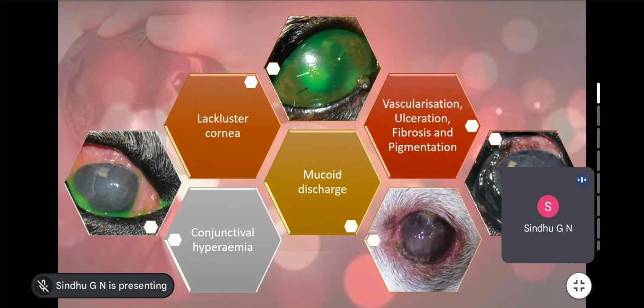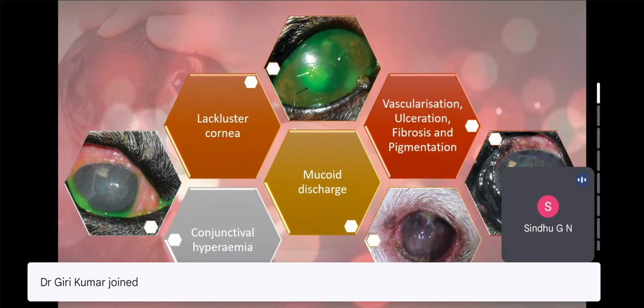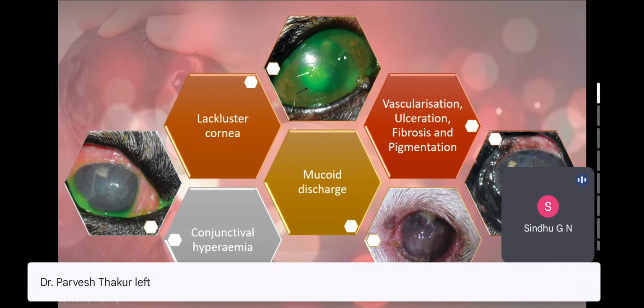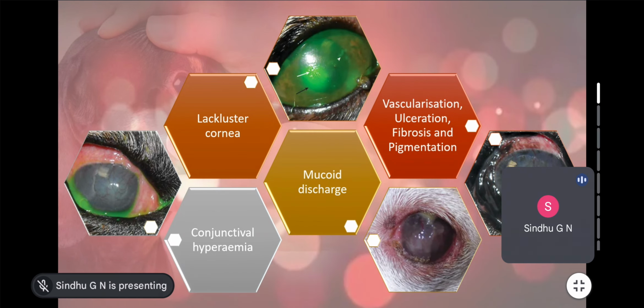Then vascularization, ulceration, fibrosis, and pigmentation all are indicative of a chronic inflammation over the ocular surface. Then lackluster cornea means that shiny appearance of the cornea will be lost. That is something little earlier. So in this picture also we can see it's somewhat rough.